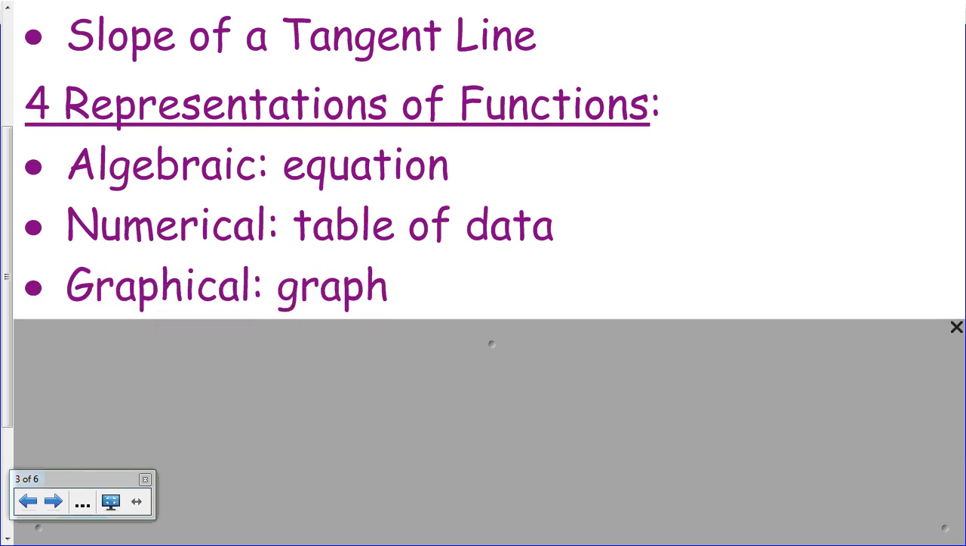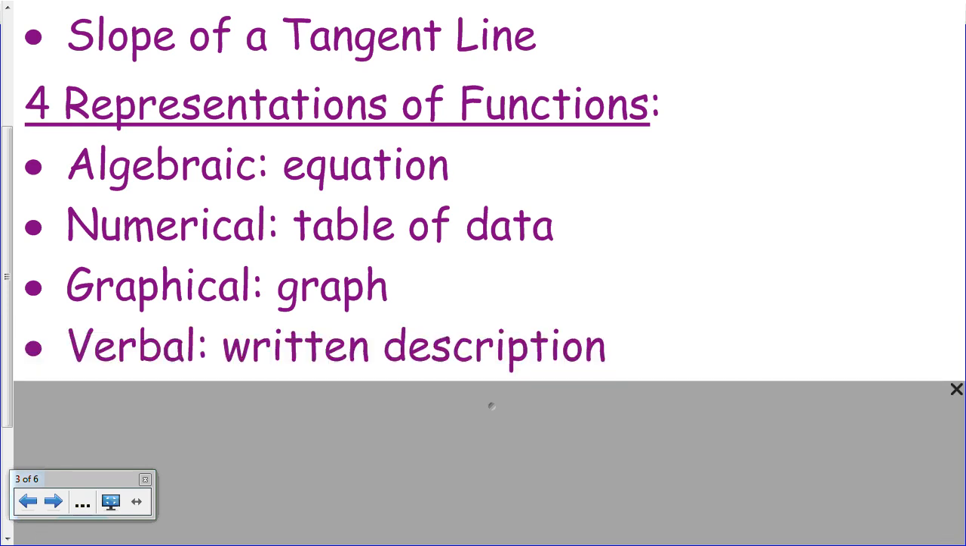The third representation is graphical, and as its name indicates, probably the most obvious of these, it's just simply a graph. You're just given a sketch of a function, nothing else, and they might ask you to do something with that particular graph. In fact, our first example will start out like that. And the last one is verbal, which is some sort of written description of a function. They won't give you anything else, but based on that written description, you can still answer some questions. You might even be able to figure out what type of function would fit that description.